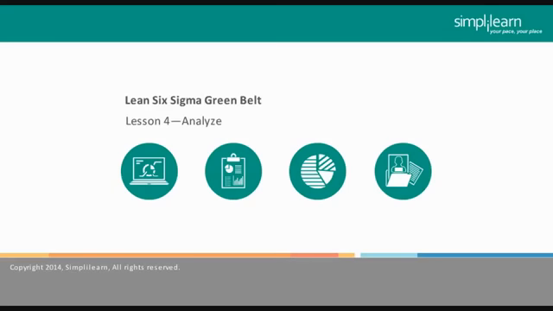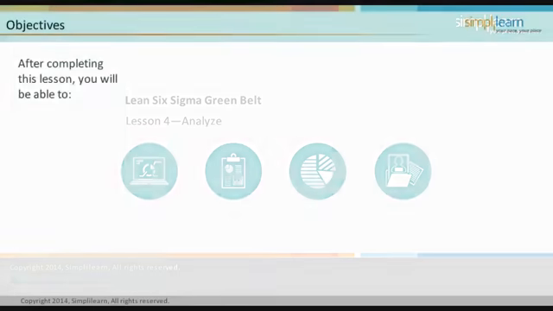In the Lean Six Sigma process, you start with the define phase, where you define the problem, and then the current process performance is measured. Next is the analyze phase, where processes and data are analyzed to identify the root cause of the problem. Let us start with the objectives of this lesson in the next screen.